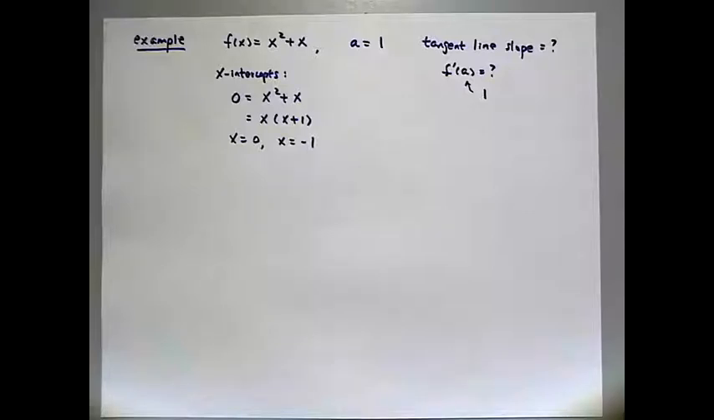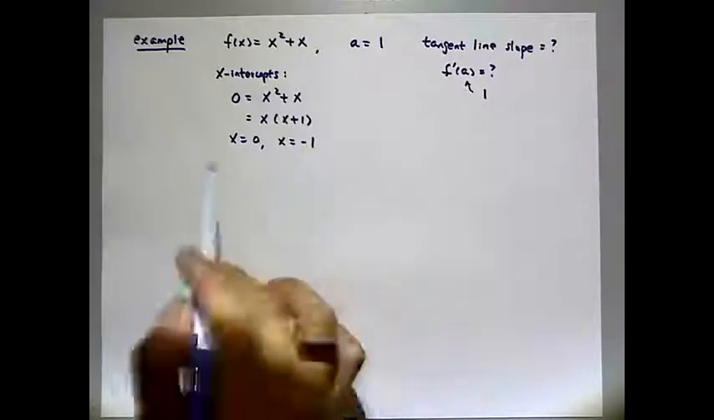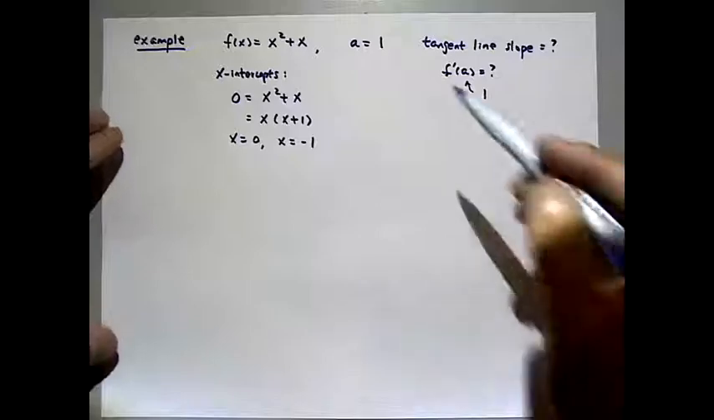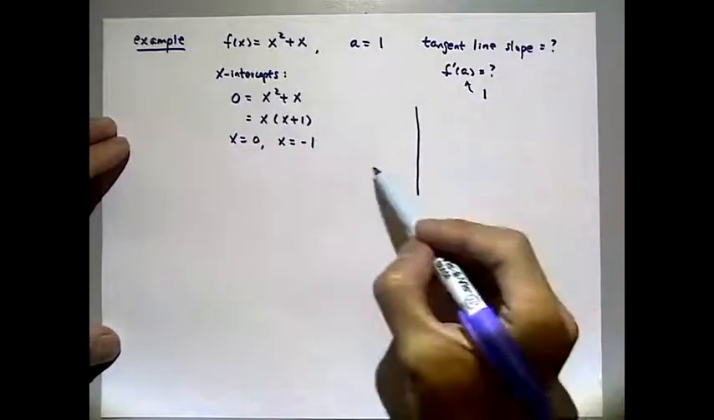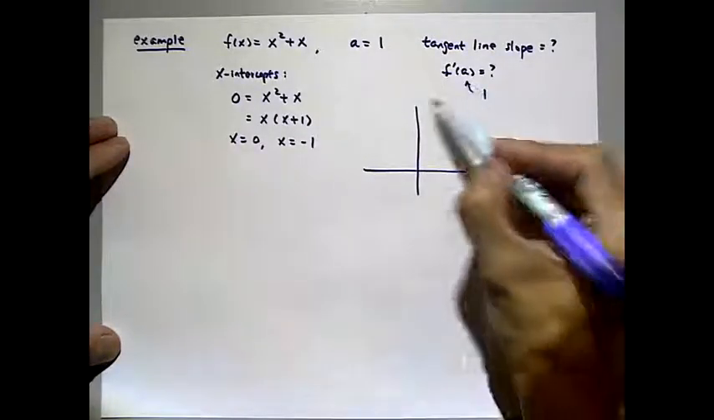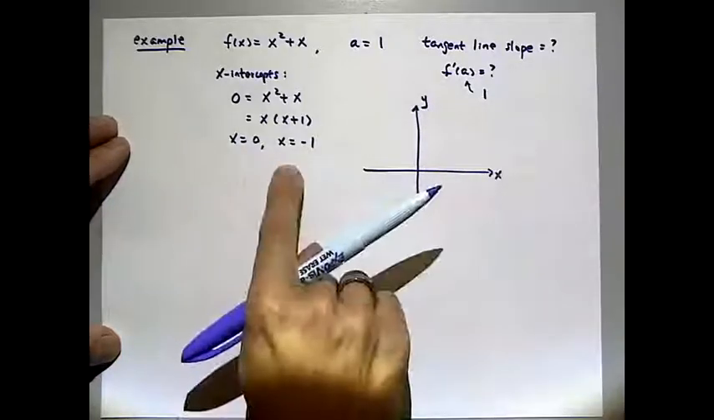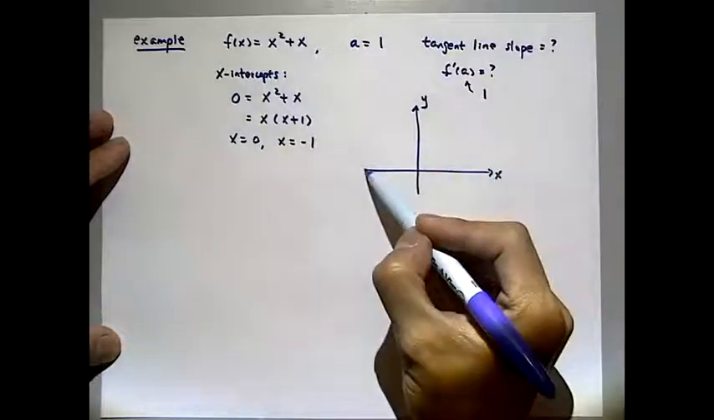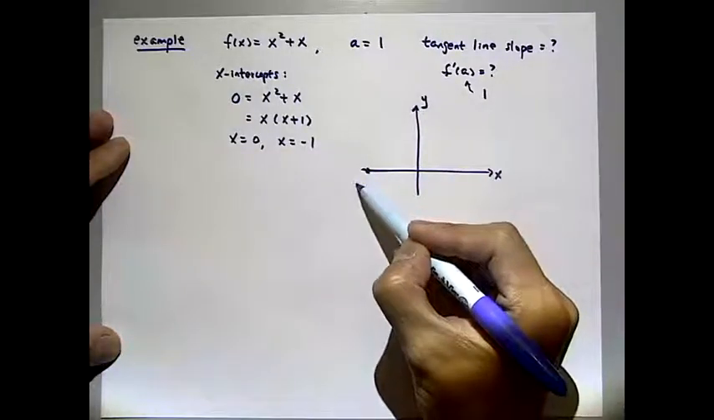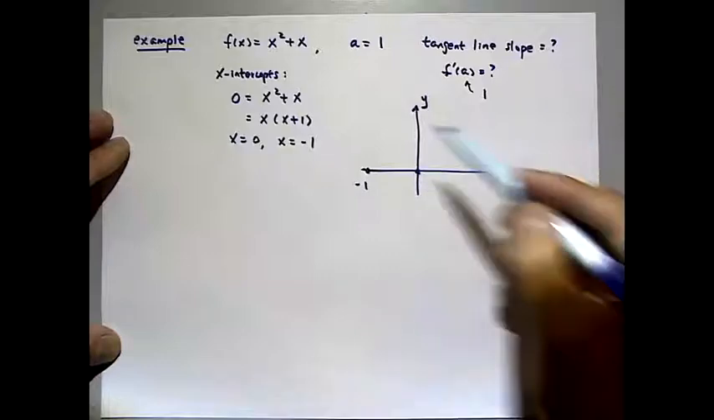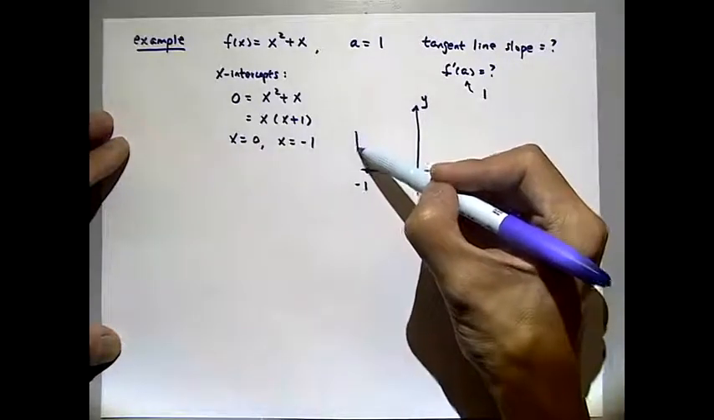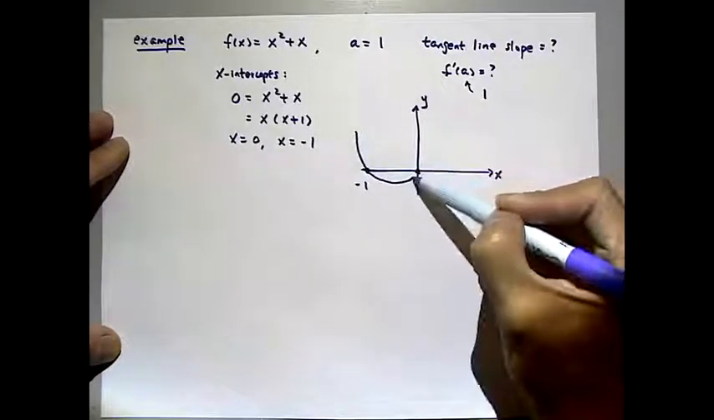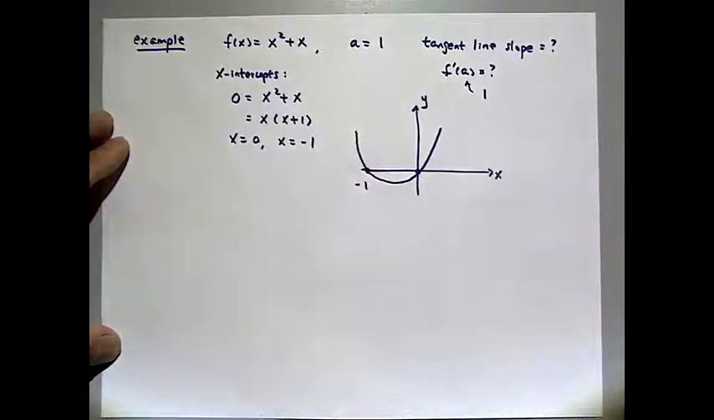Okay, so what it's doing is, in a way, it can be visualized as an up or down shift, but also it changes the intercepts. And with that information, and knowing this thing opens upward, that's all you need to sketch it. Here's the intercept at minus 1, here's the intercept at 0, so it opens upward. Something like that.